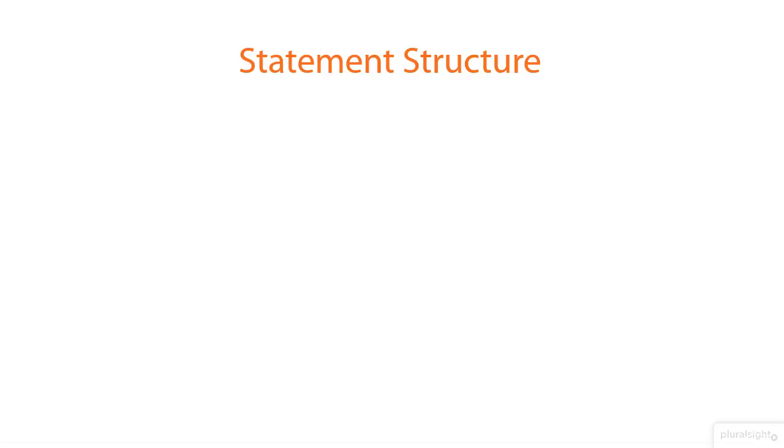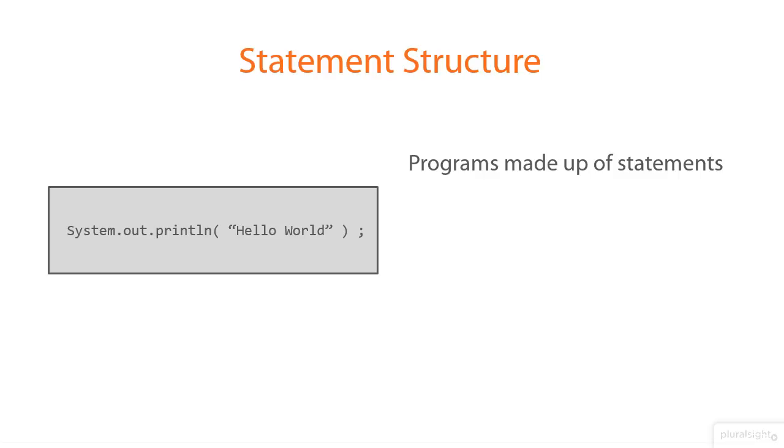Java programs are made up of statements. A lot of different things can go on in a particular statement, and we'll talk about those things throughout this course. But fundamentally, programs are made up of statements. Each statement ends with a semicolon, right?